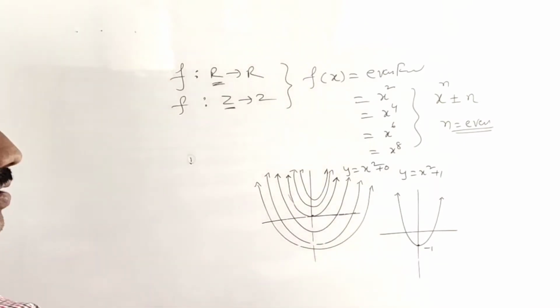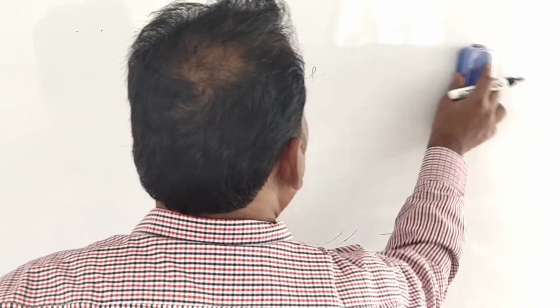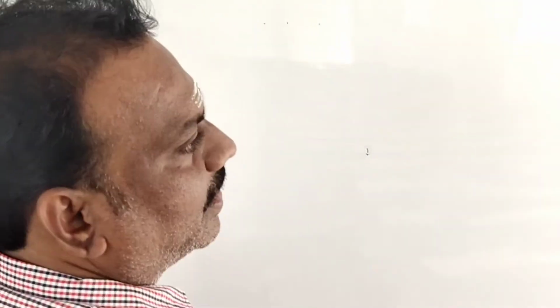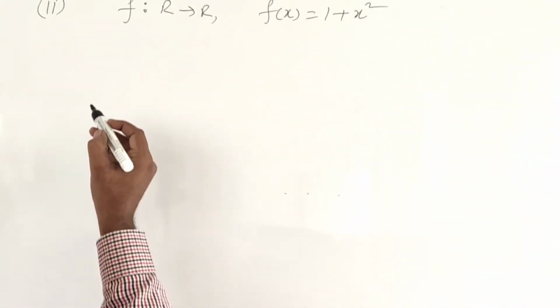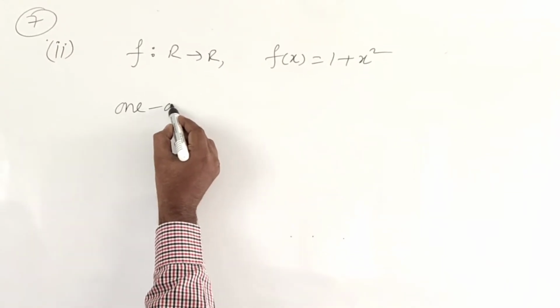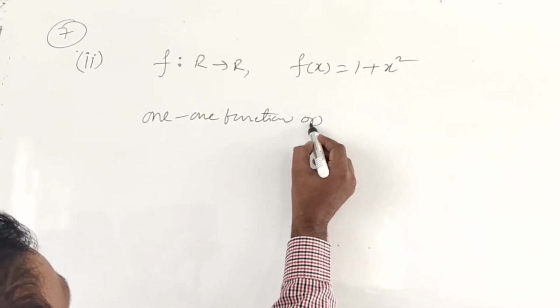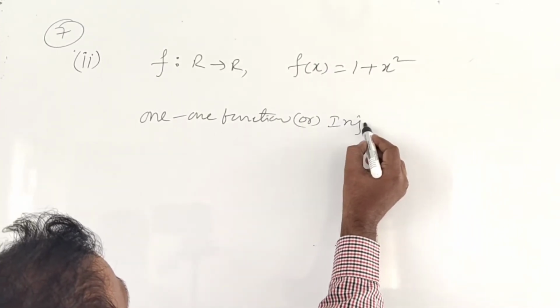It won't come down. That's why it is not a 1 1 function always, because already we checked it, f of x is equal to x square. Correct, students? That's why you remember it, if the power is even, it is not a 1 1 function. Now I am checking 1 1 function or injection.